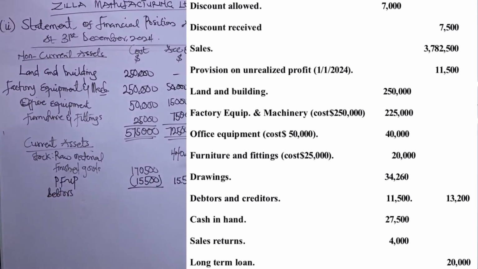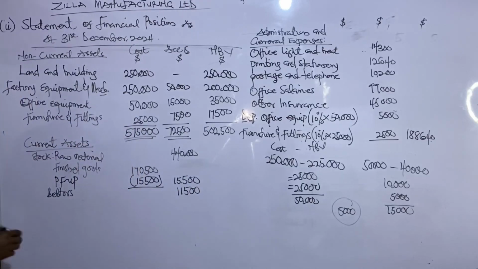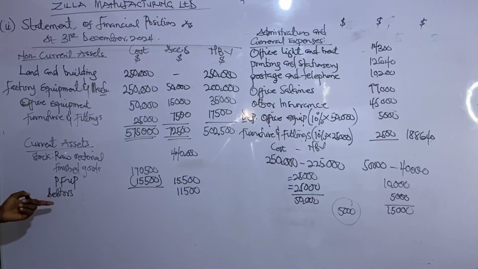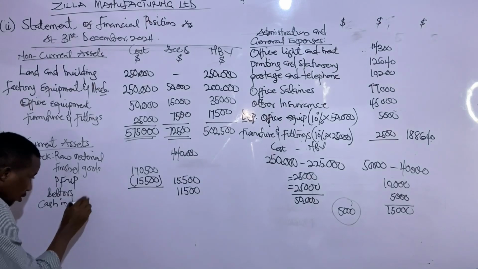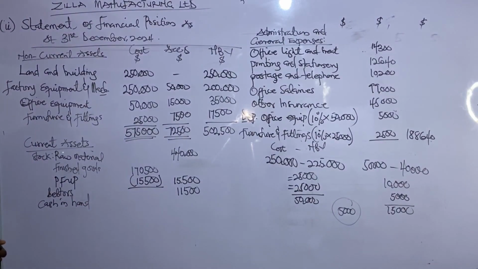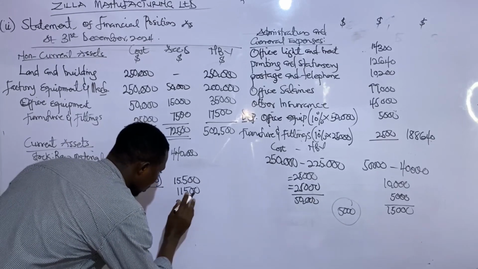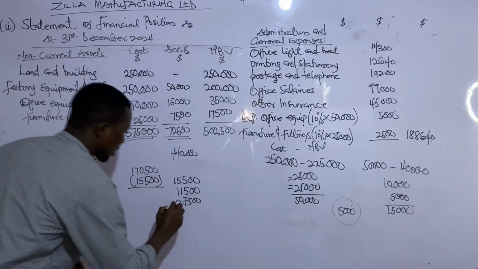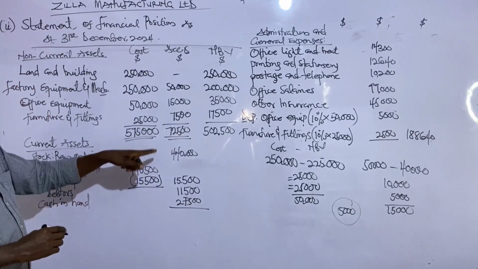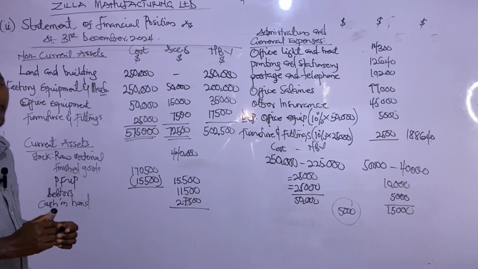Debtors means account receivables. Good. Account receivables in the question is 11,500. Very good. We are arranging this in terms of liquidity. Remember, we have cash in hand as the next current asset of an amount of 27,500. That is all with the current assets. We add them up. When we add these four, you will get an amount of 634,000.